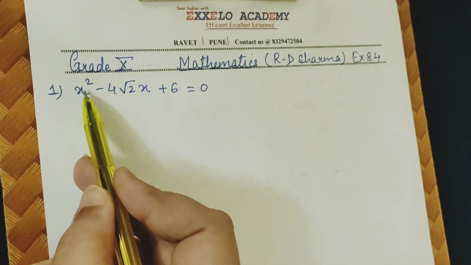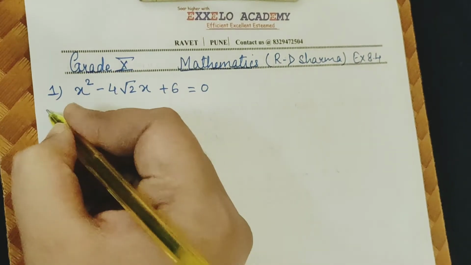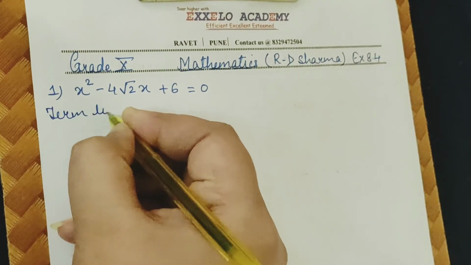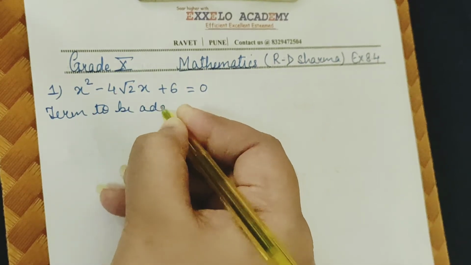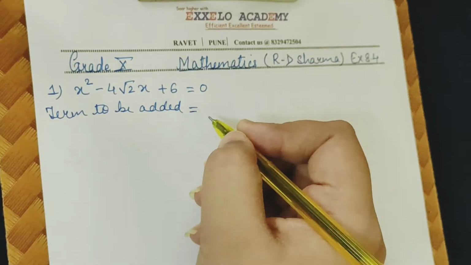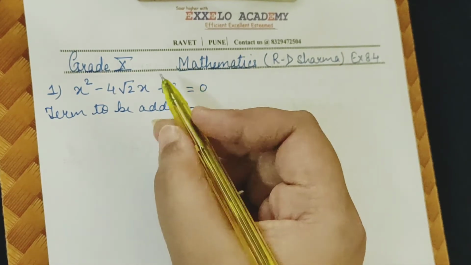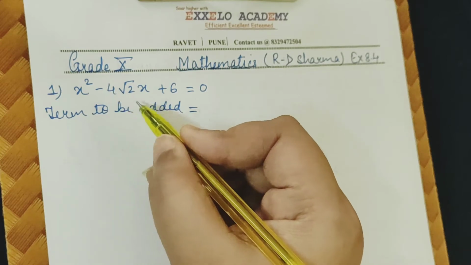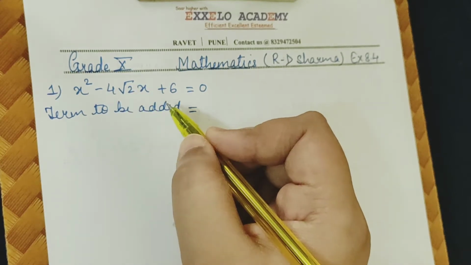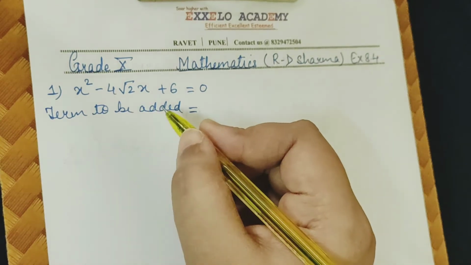But in this question, coefficient of x square is 1, so we directly go to the second step, that is we find the term to be added. Term to be added. So what is the term to be added? How will you find it? Either you use the formula, or you can try splitting the middle term and finding the third term which is to be added. Okay, so here we will use the formula method.